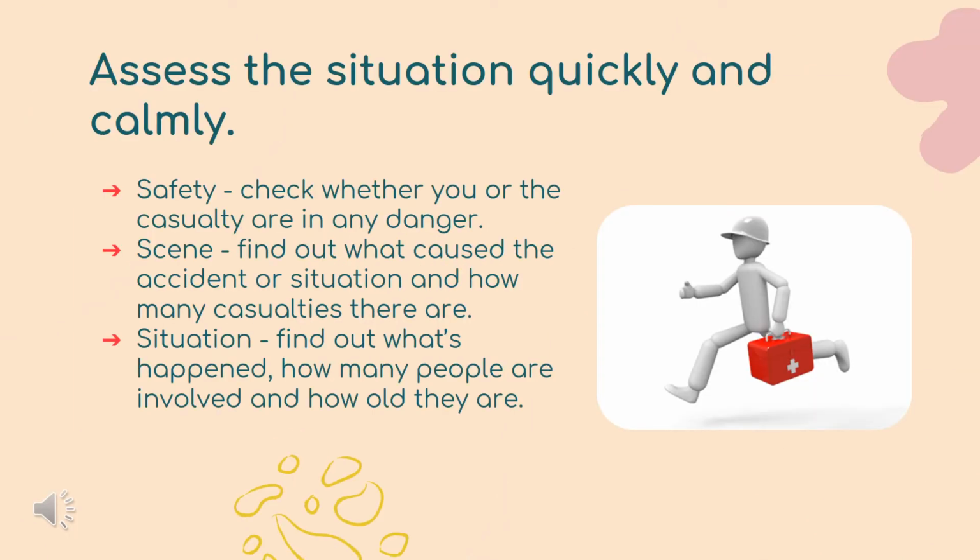Assess the situation quickly and calmly. So first, assess for safety. Check whether you or the casualty are in any danger. Is it safe to approach them? Make sure that performing first aid isn't going to be hazardous to your health. Second, assess for scene. Find out what caused the accident or situation and how many casualties there are. Third, assess for situation. Find out what's happened, how many people are involved, and how old they are. Are there any children or elderly?